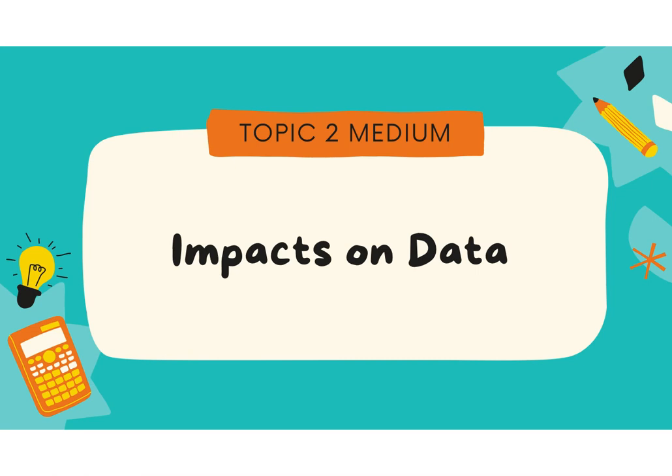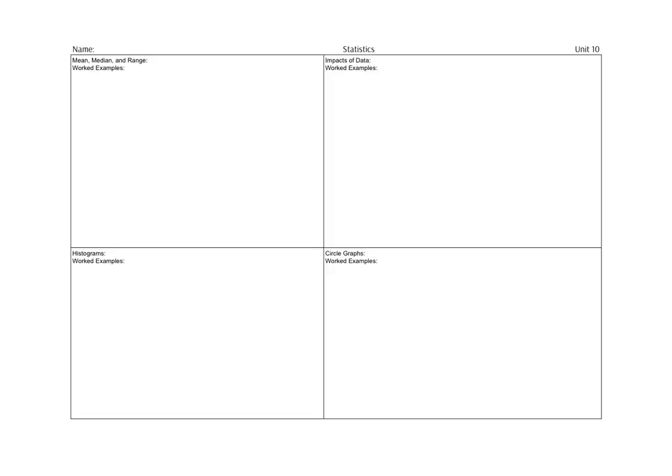Here is our second topic video, our medium video for impacts on data, which is straight out of Unit 10. If you've got your note packet or note sheet out, we'll be in this upper right-hand corner where it says impacts on data. We've got 3 examples. If you run out of room, there's always space on the back side. Just make sure you label it.